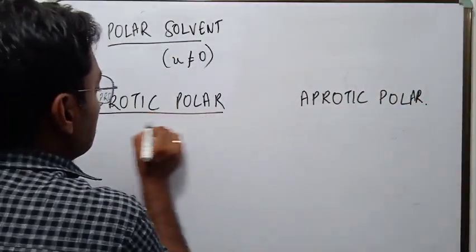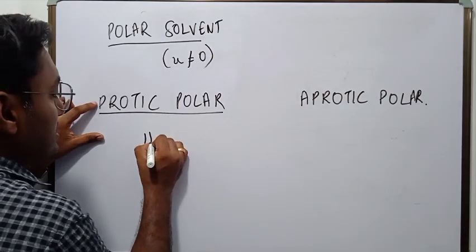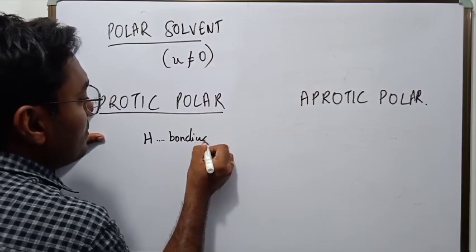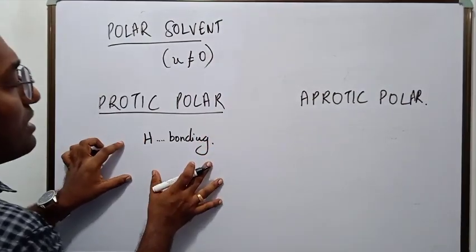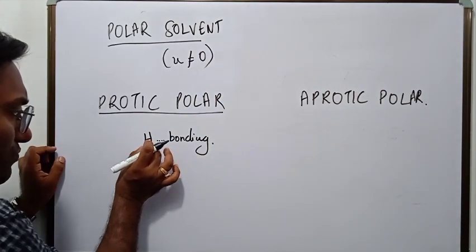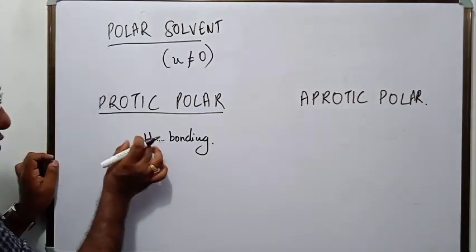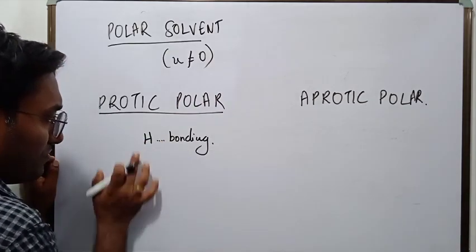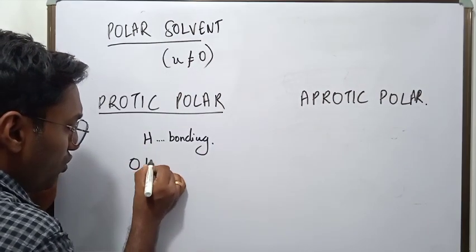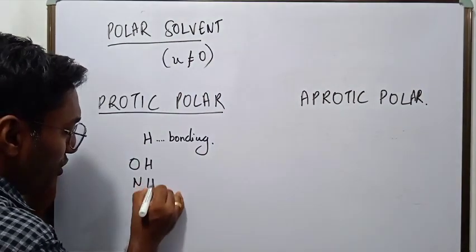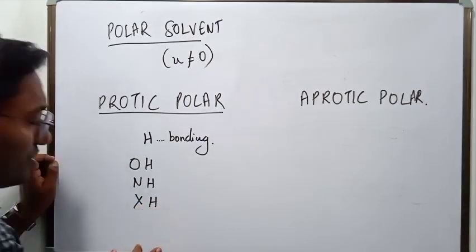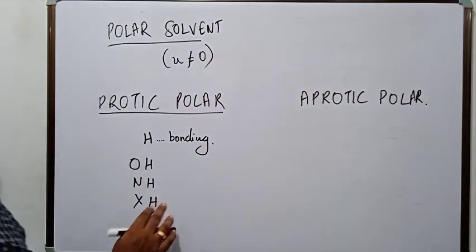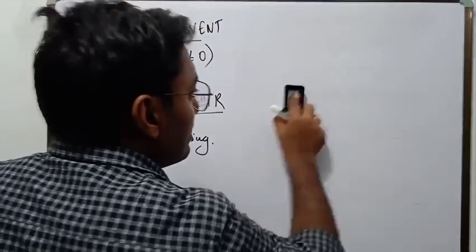What is protic polar? Protic polar, as the name suggests, proton. So there is H which exhibits bonding. So there is hydrogen bonding that is seen in protic polar solvents. For a hydrogen to show bonding interaction, that hydrogen should be attached to an electronegative atom. So it can be attached to O, it can be attached to N, or it can be attached to any halogen atom. So compounds that are having OH, NH and XH groups will be referred to as protic polar solvents.